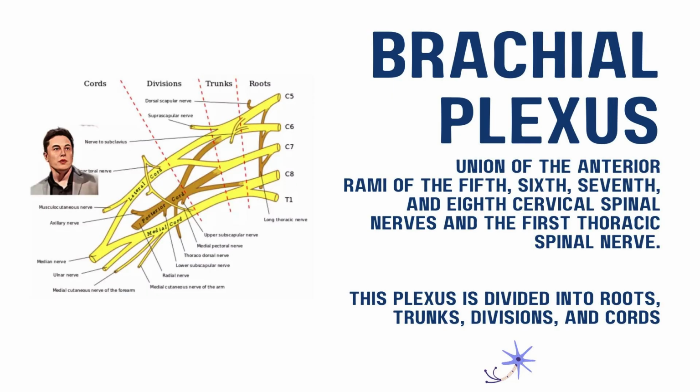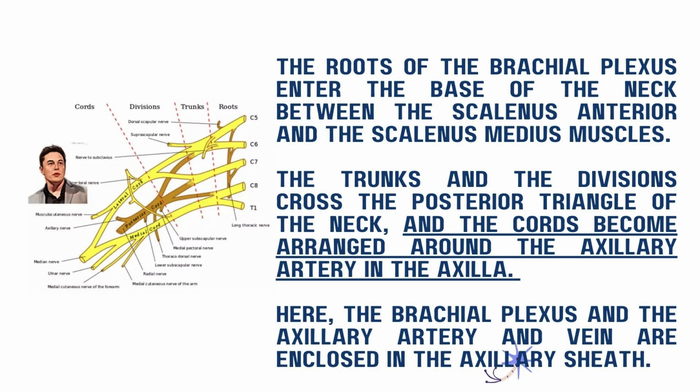We are going to talk about the brachial plexus, which is formed by the union of the anterior rami of the C5, C6, C7, C8 spinal nerves. Along with this, there is also the first thoracic spinal nerve. The plexus is divided into roots, then trunks, divisions, and cords. The roots enter the base of the neck between two muscles, the scalenus anterior and the scalenus medius.